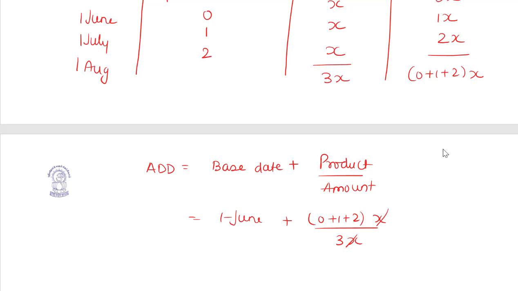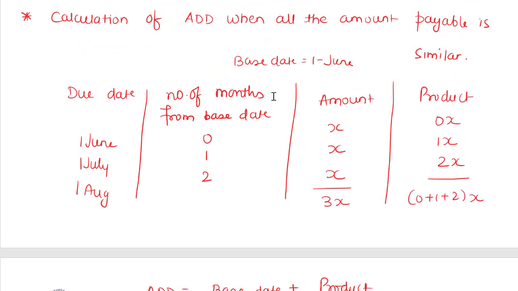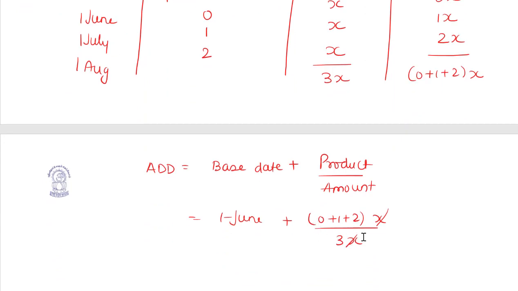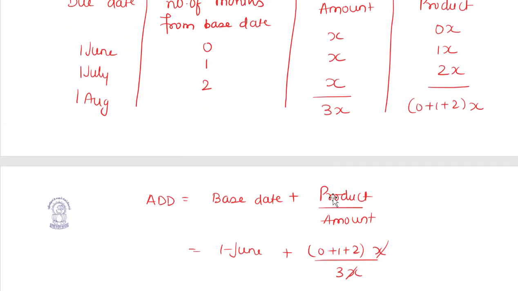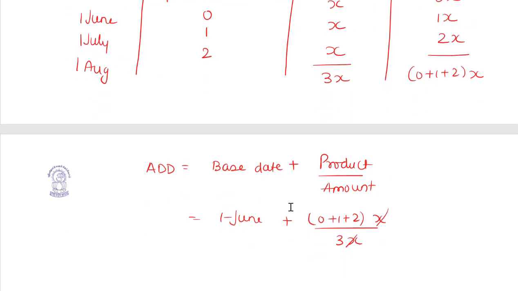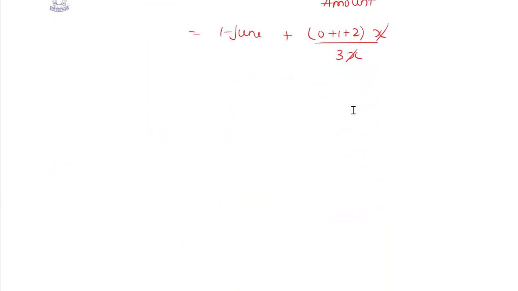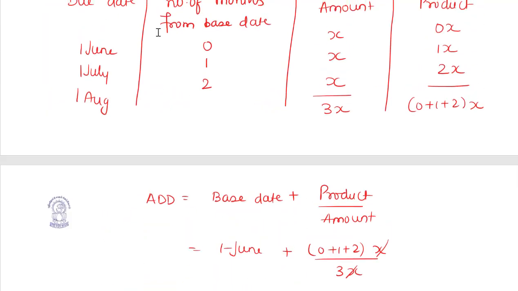x cancelled. Now students, you should understand one thing. What is this 0 plus 1 plus 2? This is the number of months, 0, 1, 2. And this is the total of amount, 3. So in that case, when the amount payable in all the bills is the same, you can use another formula. 1st June plus summation of duration. 0 plus 1 plus 2 is nothing but summation of duration.